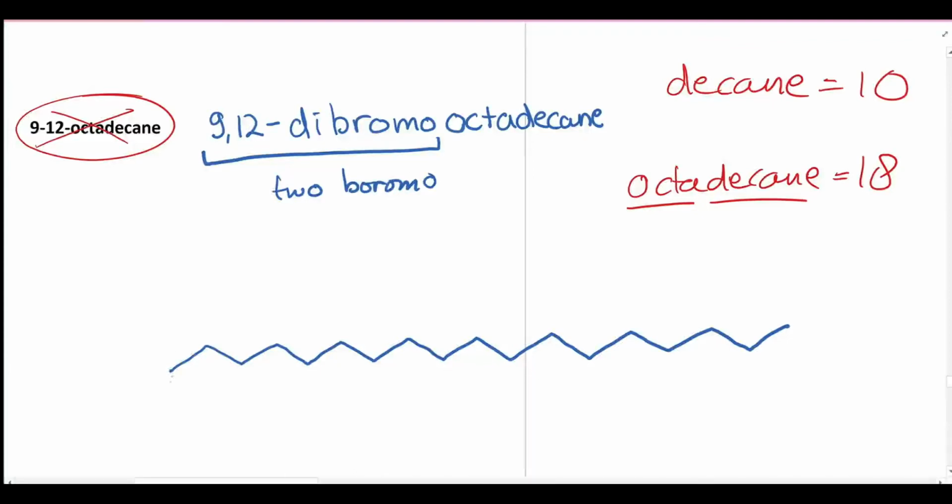So I'm just going to count my numbers here. So 1, 2, 3, 4, 5, 6, 7, 8, 9. So this is 9. I have a Br here. 10, 11, 12. I have another bromine there. So this is the structure of 9,12-dibromooctadecane. Just kind of an example of things beyond 10, as well as halogenated molecules.